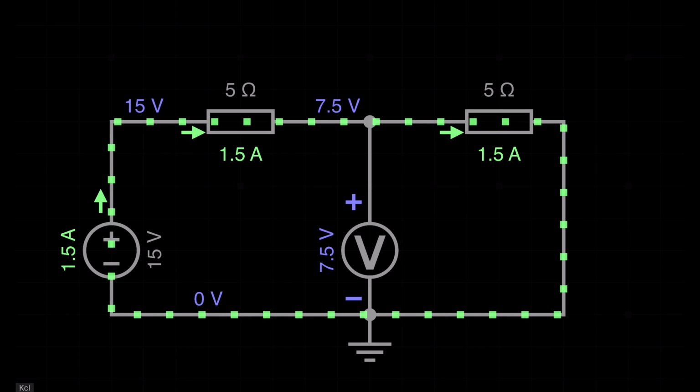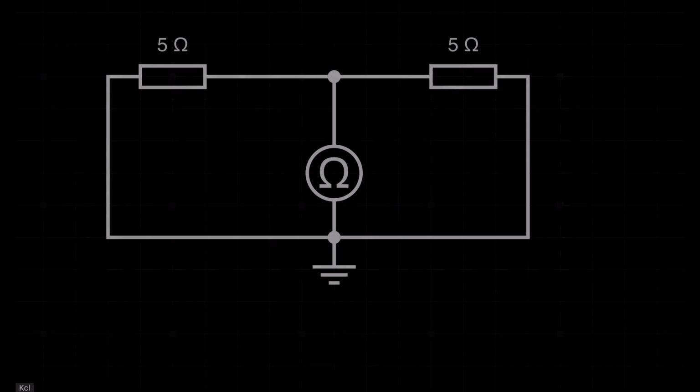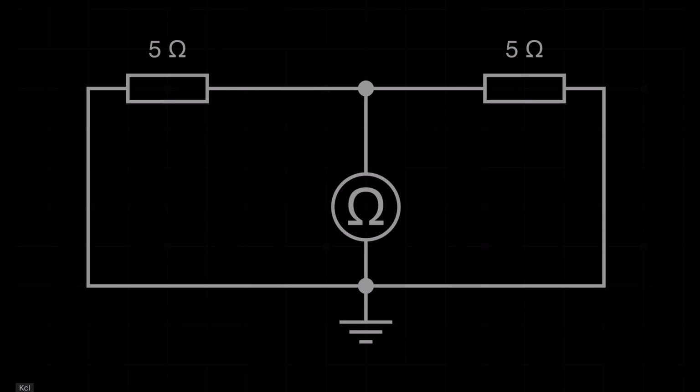Now what do we need to do? We need to calculate the RTH. So let's calculate the RTH. For the RTH calculation, how can we do it? We need to remove the load resistance. I already removed the load resistance, and you can see I added an ohm meter. Okay, this is step one.